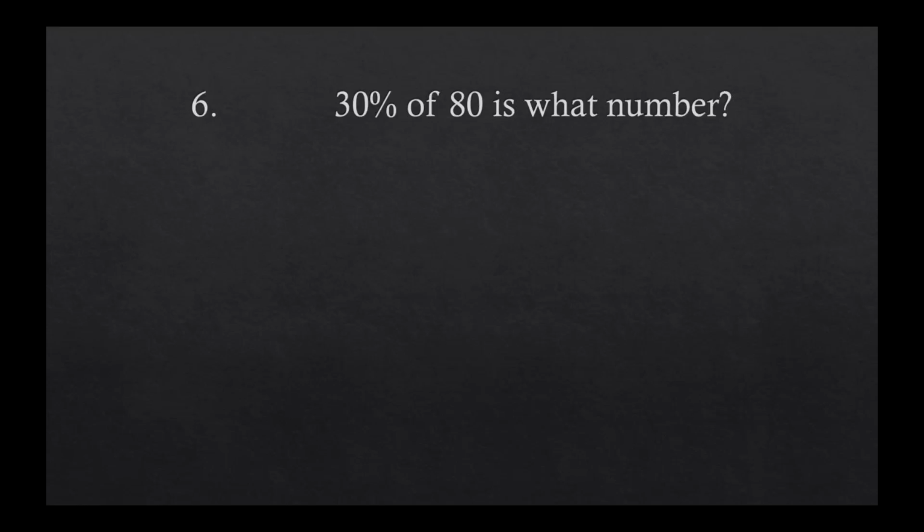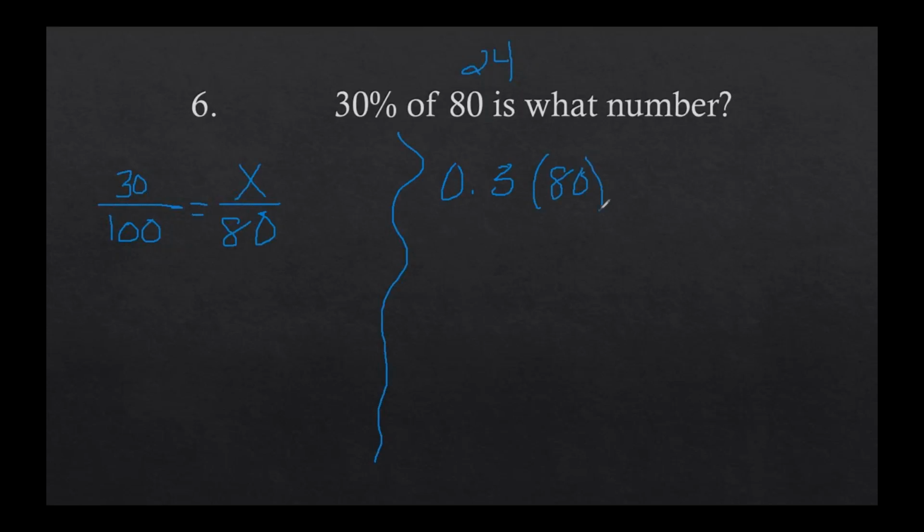All right, we got a couple yeses there in the chat box. What'd you get for an answer here? 24 is correct. So as a proportion, we have 30%, so that goes over 100, is what number of 80? As an equation, we've got 30%, which is 0.3, multiplied times 80 is what number?